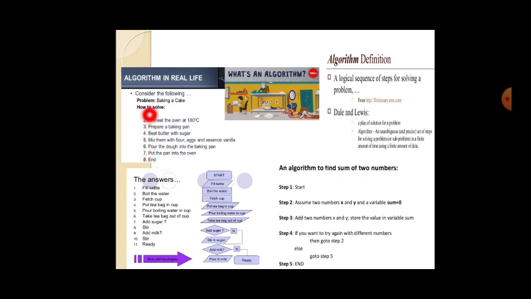So there is a procedure. So this is nothing but the algorithm. So this is algorithm. Next, prepare a tea here.